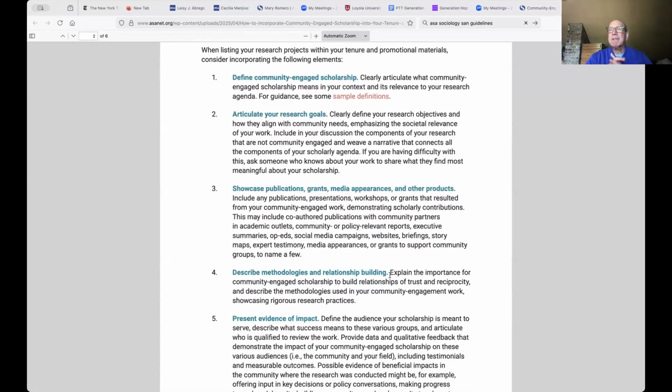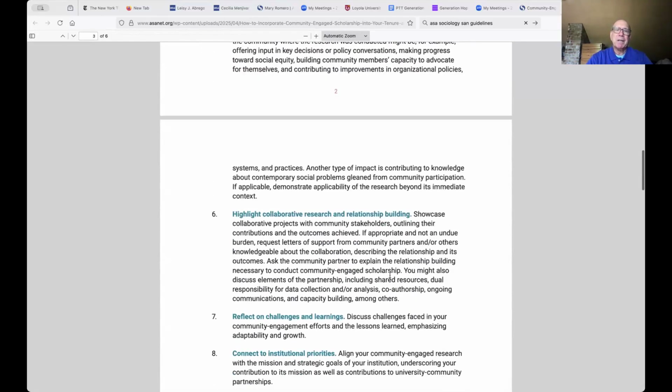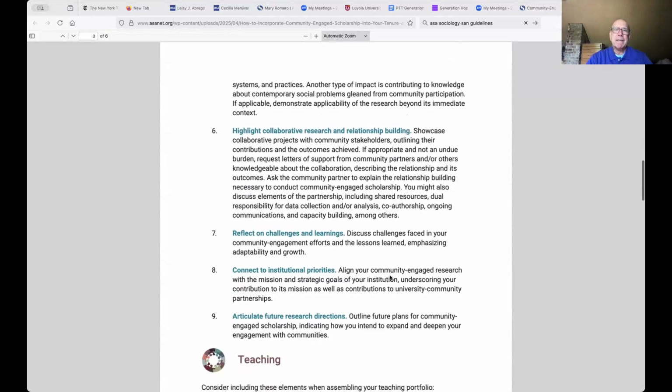So we believe that it's not just the output of this work, but the demonstration of the building of mutually respectful and collaborative partnerships, perhaps those that also address issues of power and privilege, as you know, as myself as a white male sociologist is very concerned with in the work that I do, as well as presenting evidence of impact.